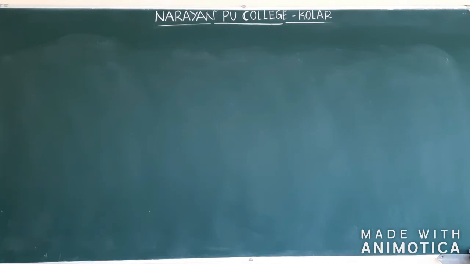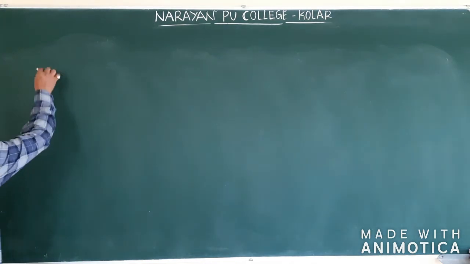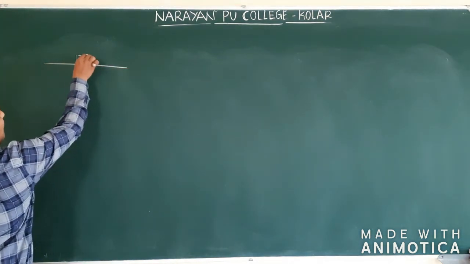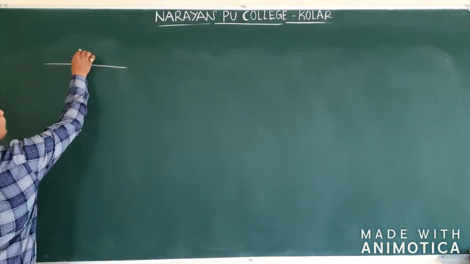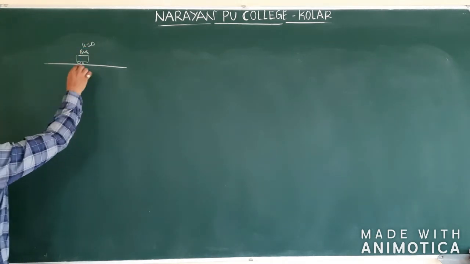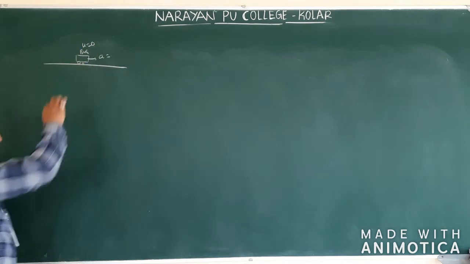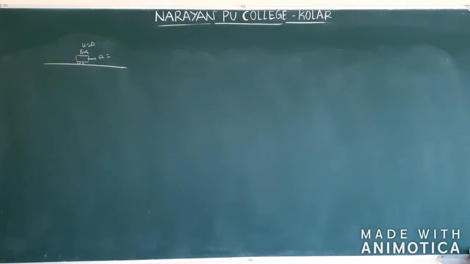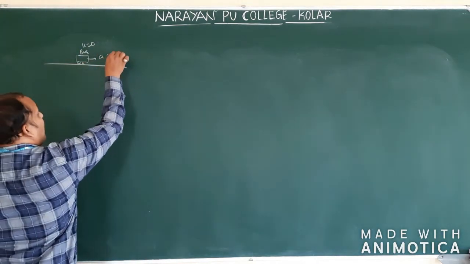Now, boy is at a distance 50 meters behind the bus. Same model, small changes. This is nothing but bus. Now, bus is starting from rest, initial velocity 0. With what acceleration it is moving? 4 meters per second square.